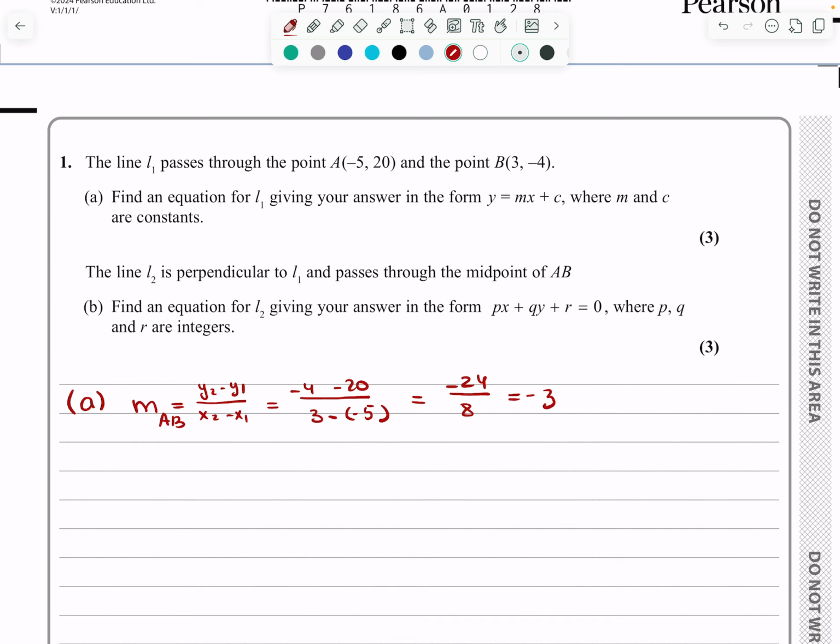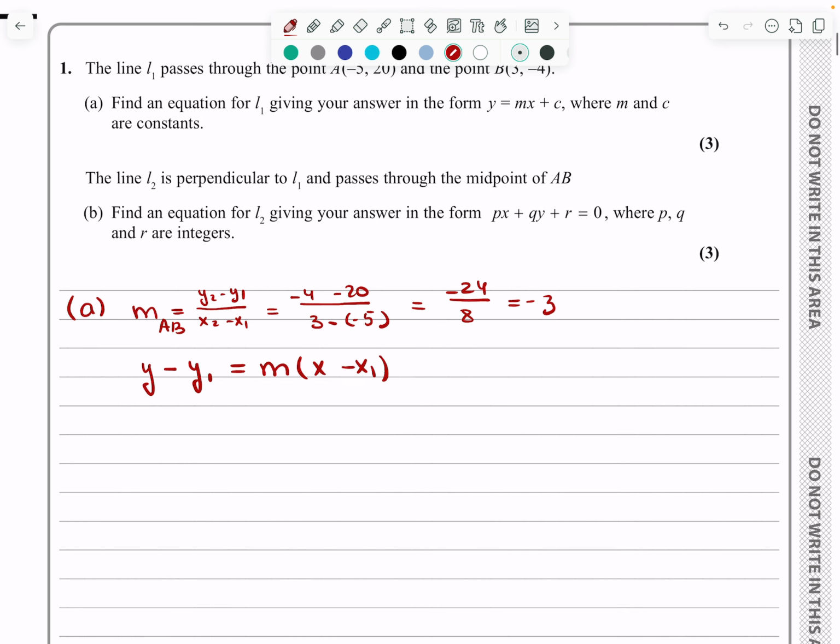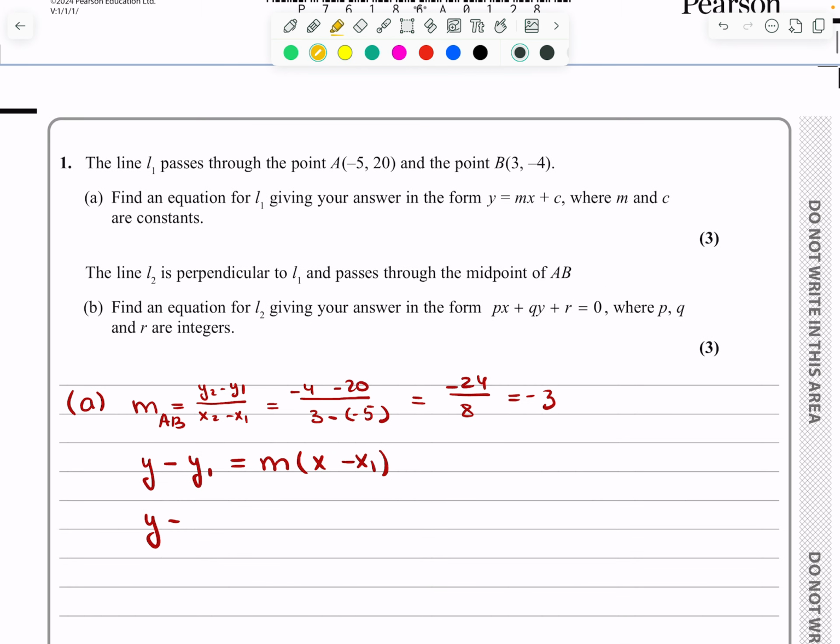And I know the line L1 is passing through A and B, which means I can write y minus y1 equals m multiplied by (x minus x1), and that will be the equation. There are two points, A and B, both on the same line L1, so I can take either of them. I'm just going to take B, for example. The small numbers are the y coordinate, let's say this is y1, and this is the x coordinate, x1. So y minus -4 equals the gradient -3 times (x minus 3).